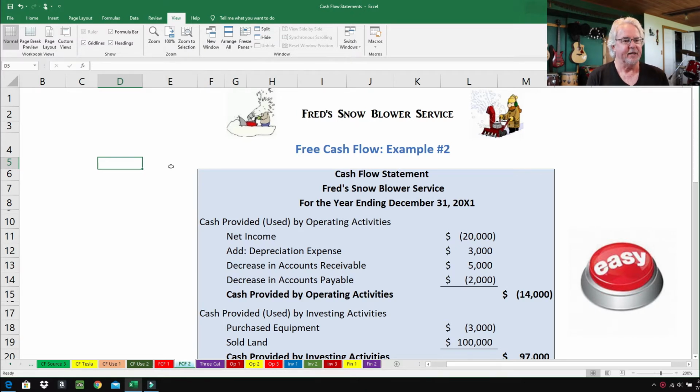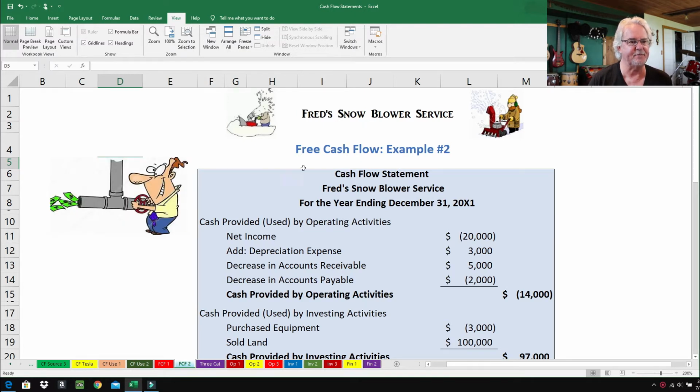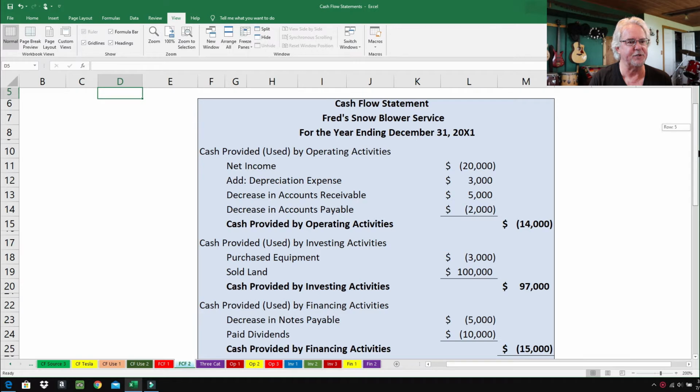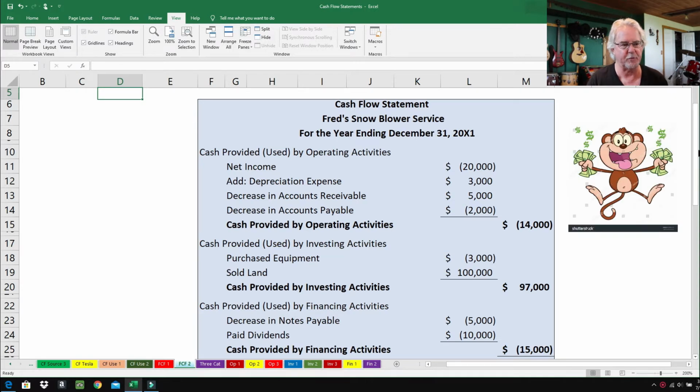Today's lesson will help intermediate accounting students, finance students, and principles of accounting 2 students. We're talking about free cash flow. It's one of my favorite metrics for analyzing financial statements. I call it fun money. What it is, is how much money does a business have to do really cool, fun things with? Well, we can calculate that. Here's how you do it.